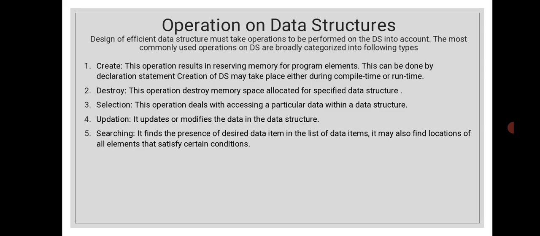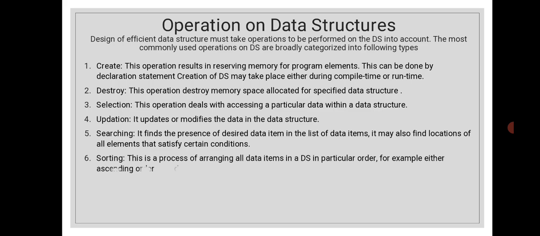When you are able to search, we should also be able to sort it. Sorting is a process of arranging all data items in a data structure in a particular order, for example either ascending order or descending order. Splitting is another operation. It is a process of partitioning a single list into multiple lists.